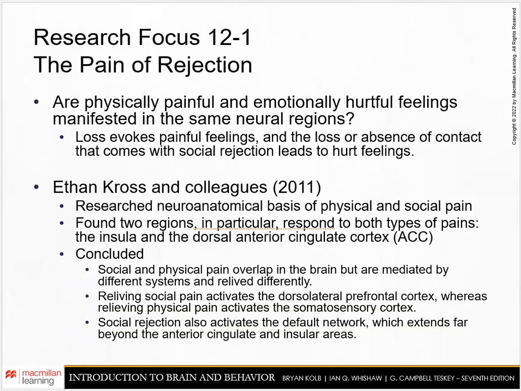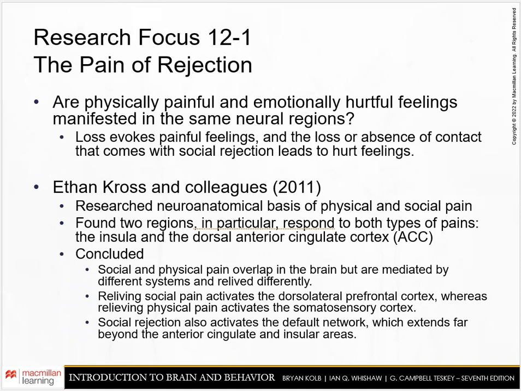So we're talking about one of the research focuses, the pain of rejection. Are physically painful and emotionally hurtful feelings manifested in the same neural region? What we found is that the loss evokes painful feelings, and the loss or absence of contact that comes with social rejection leads to some hurt feelings. In other words, social rejection can hurt in much the same way that physical pain hurts. So when we're talking about this as pain, it truly is neurologically pain.